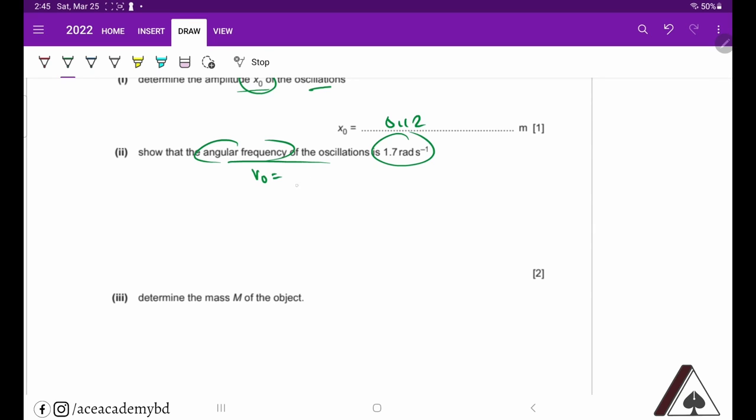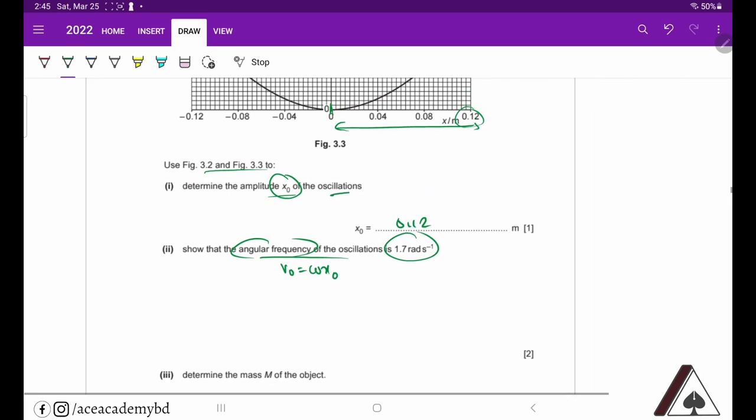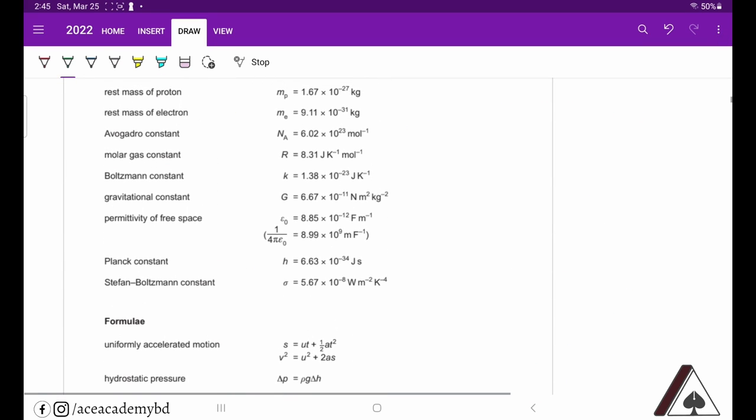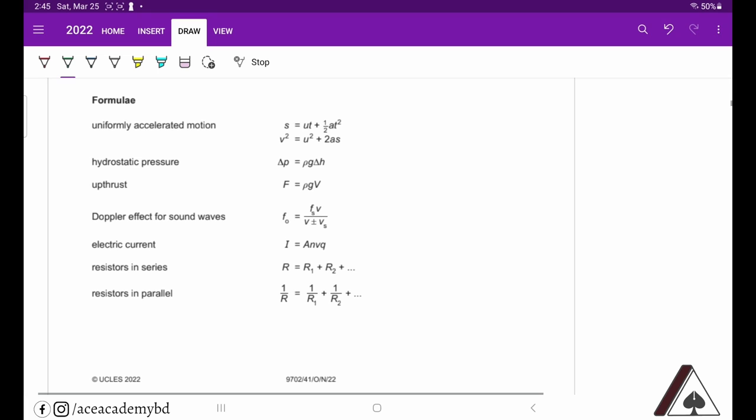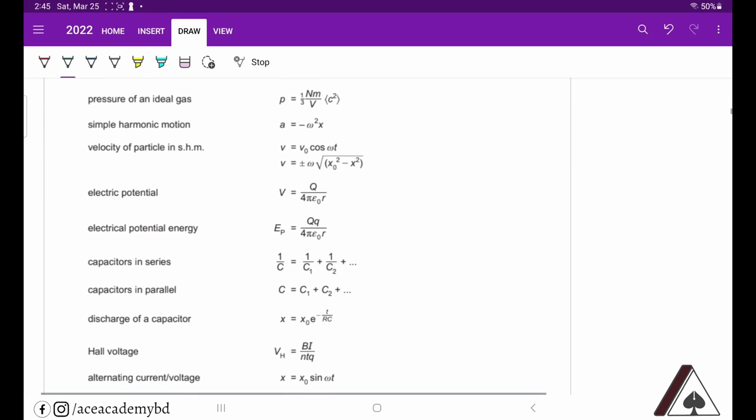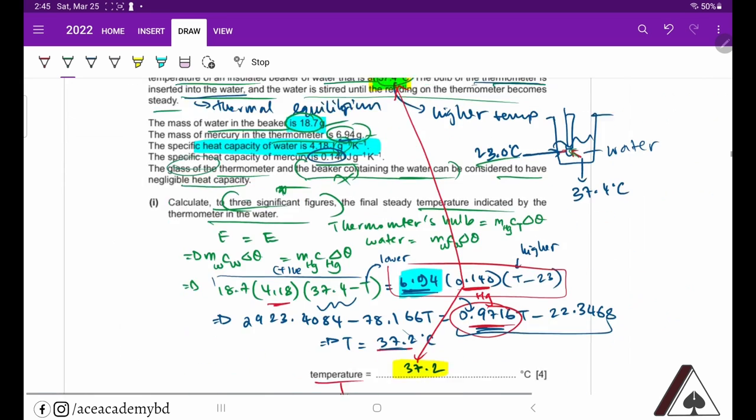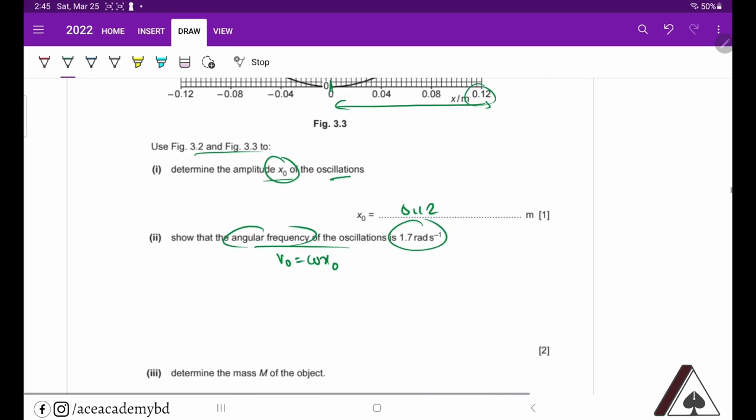So we know at maximum speed, v naught equals omega x naught, which is the given equation. You can also find it in the formula sheet, which gives us another equation, but we can easily derive it from here. From this equation, at maximum velocity, it is equal to the amplitude and x squared is 0, so omega times the amplitude. So v naught equals omega x naught. We can directly derive it from the formula booklet as well, by chance if we forget.